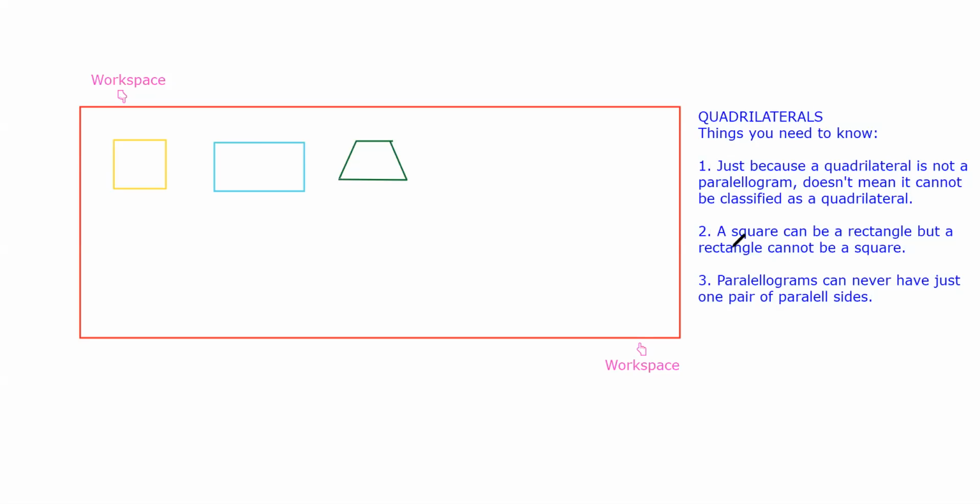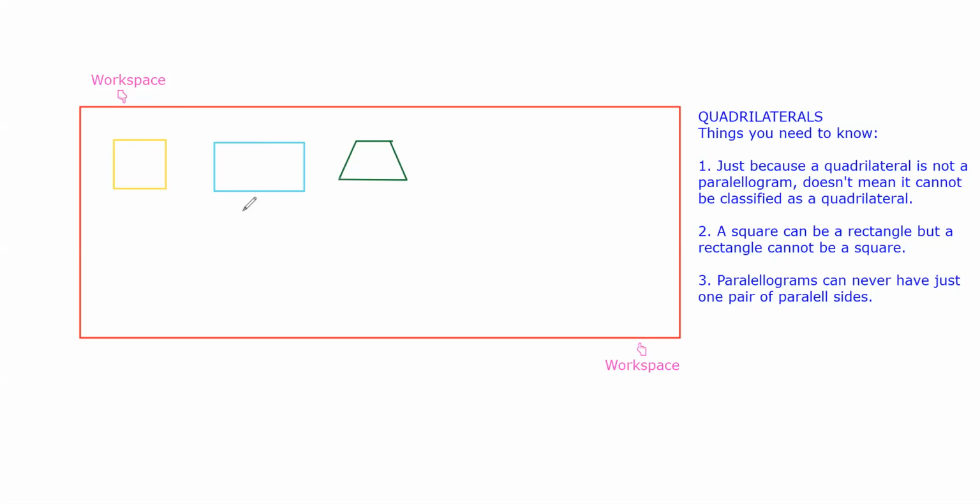So the next rule says that parallelograms can never just have one pair of parallel sides. Like I said before, we will cover this in the next part of this video, but I will go over it briefly right now. A parallelogram, like I said before, is a shape with two pairs of parallel sides. We're also going to cover the types of lines in the next part, so keep watching.